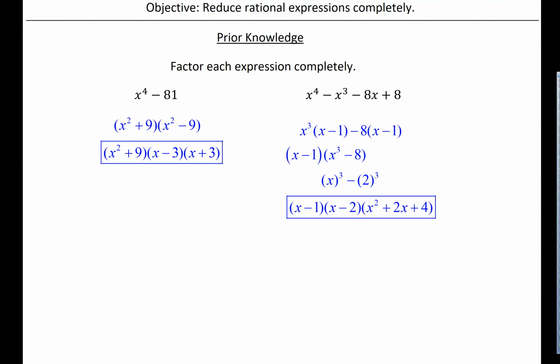In this lesson, we are beginning our second unit of study. This unit focuses on what we refer to as rational expressions. Rational expressions are basically algebraic fractions, so their numerators and denominators involve polynomials.